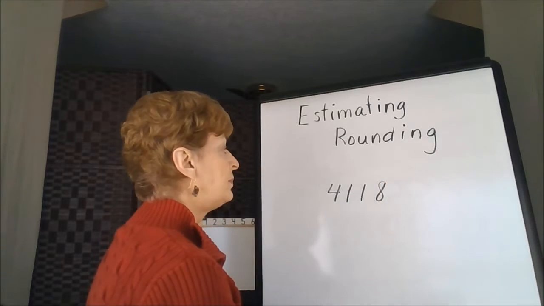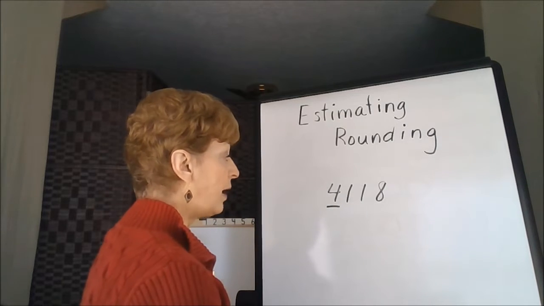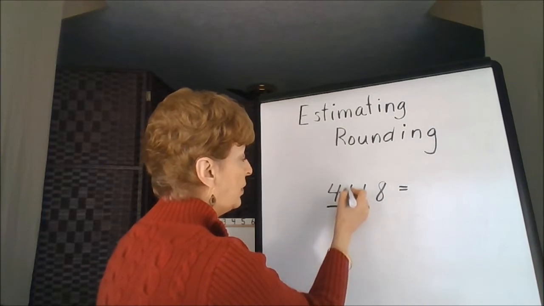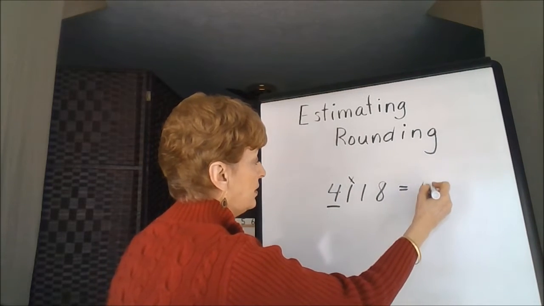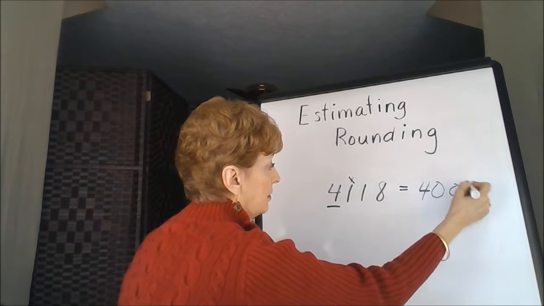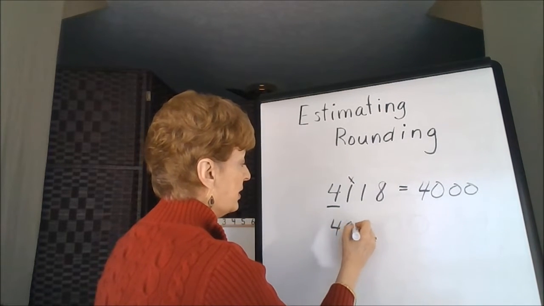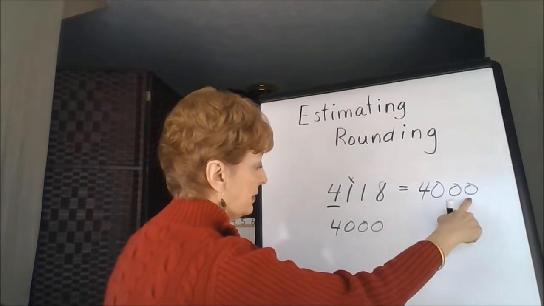8. We could round this to the nearest 1,000. In that case, 1 would not have any power, so this would turn into 4,000, because we're going to keep the 4, and all the rest of these numbers are going to change to the zeros.